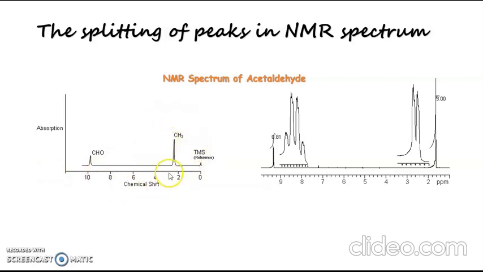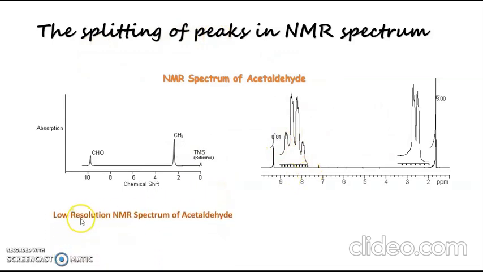CH3 protons are highly shielded, so they are near to TMS, and the aldehyde proton is far away from TMS, as it is highly de-shielded. And then the intensity of peak. The aldehyde proton having only one proton and the CH3 proton have the intensity ratio 1:3. And in this spectrum, here we are moving to the splitting of peaks.